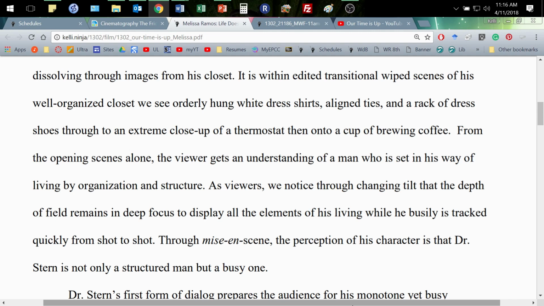So she says, look, here's one of the things we see in mise-en-scene. From the opening scenes alone, the viewer gets an understanding of a man who is set in his way of living by organization and structure. As viewers, we notice through changing tilt, the depth of field remains in deep focus to display all the elements of his living while he's busily tracked quickly from shot to shot. So these are the things we see. These are the messages it's giving to us.